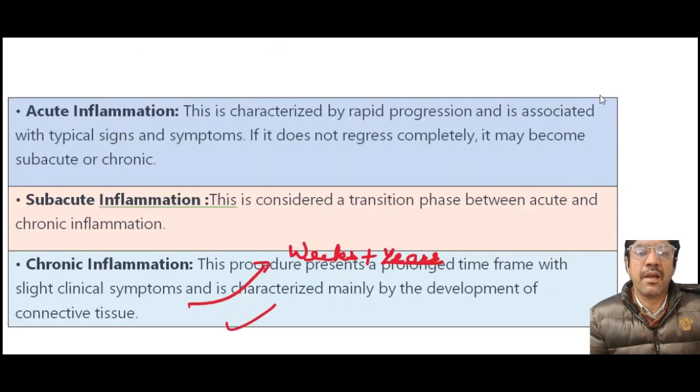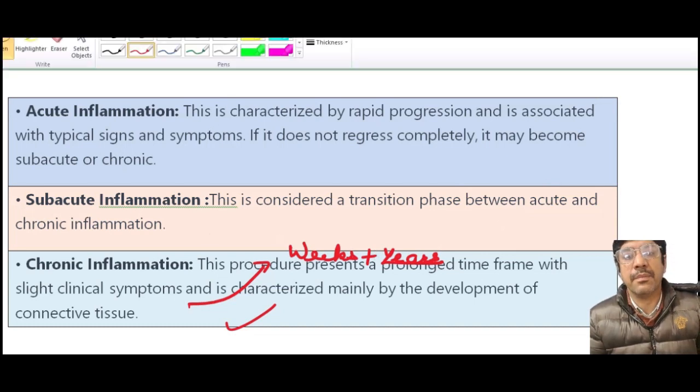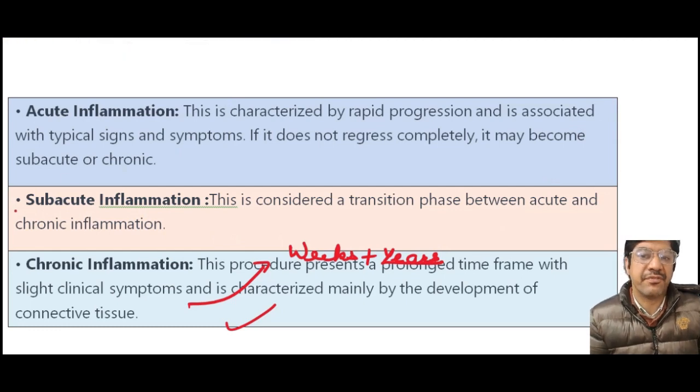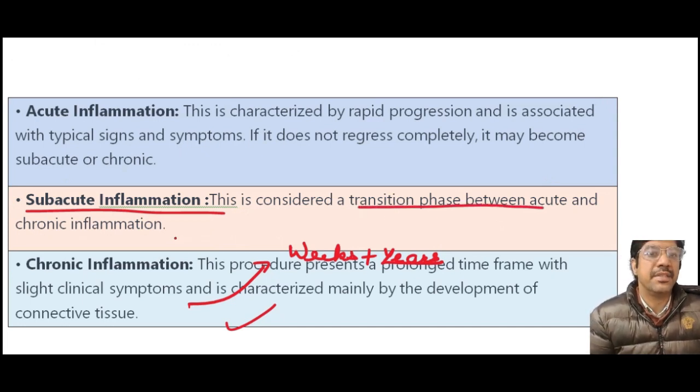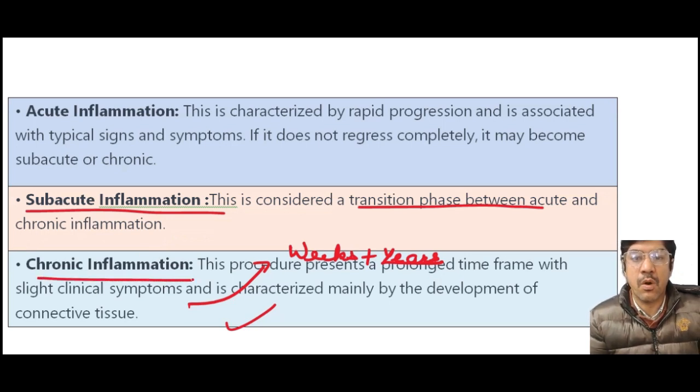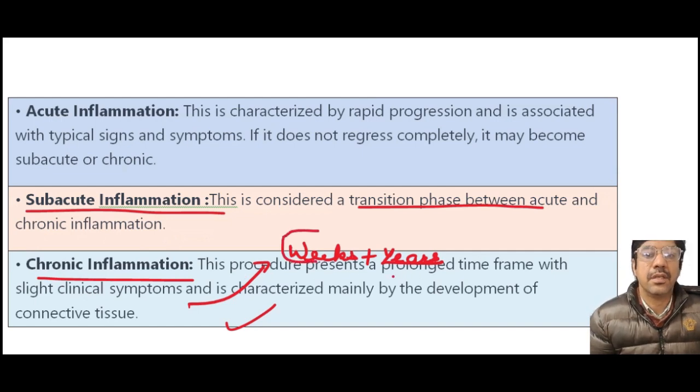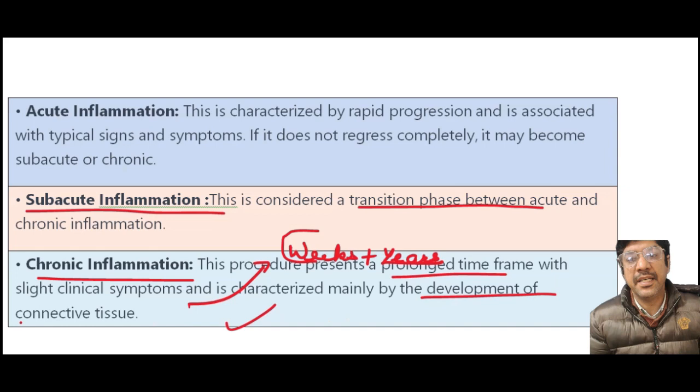Another is subacute inflammation. This phase acts as a transition between the acute and the chronic inflammation. It persists for a longer duration as compared to acute inflammation, but it typically presents with milder symptoms. The third is chronic inflammation. This phase includes a prolonged response, from weeks to years, with fewer classical signs of inflammation. Instead, it is characterized by infiltration of immune cells like lymphocytes and macrophages.